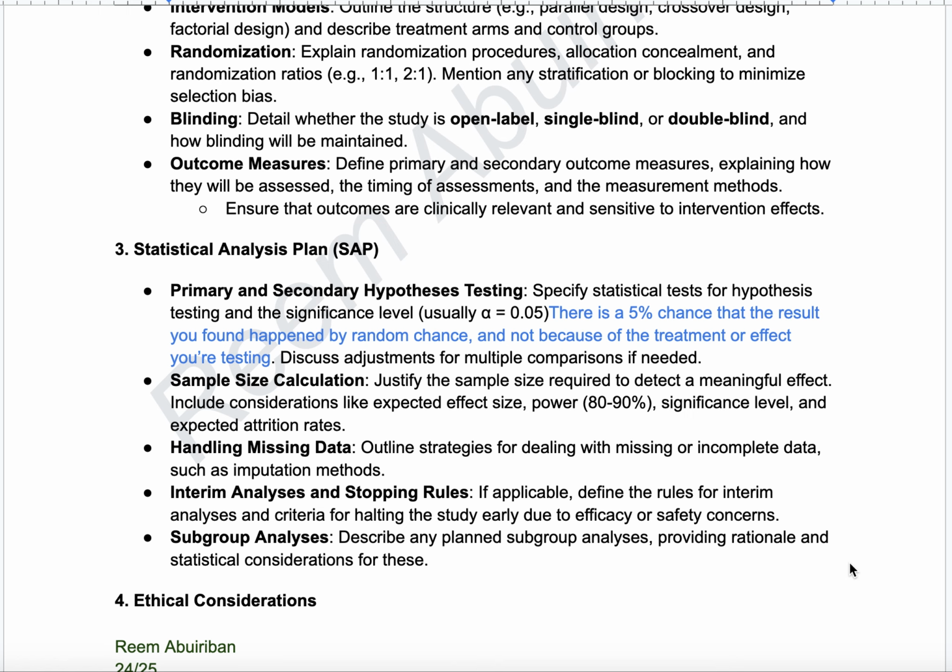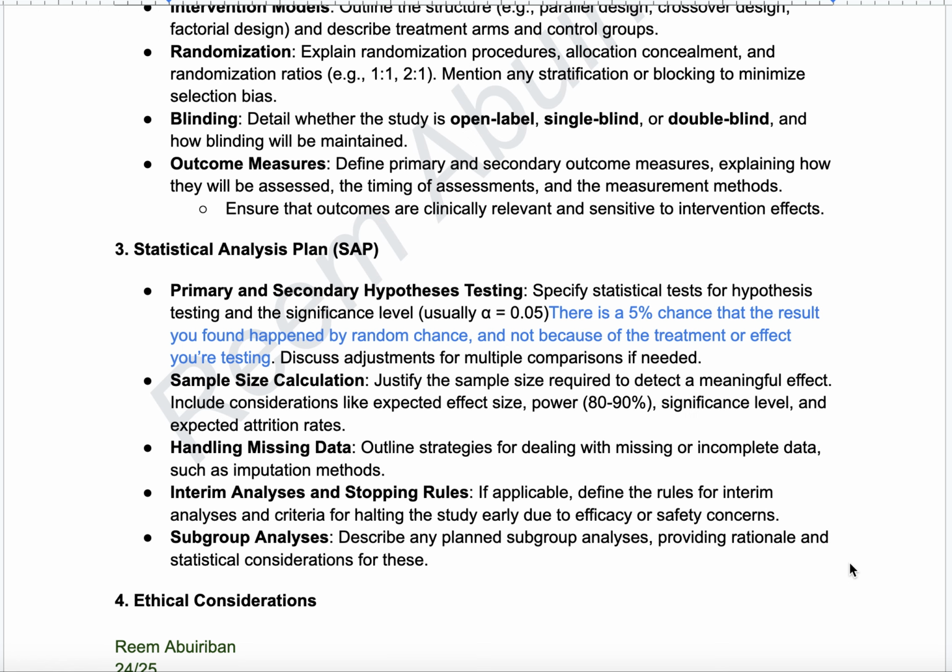Sample size calculation: justify the sample size required to detect a meaningful effect and include considerations like expected effect size, power, significance level, and expected attrition rates. Handling missing data: outline strategies for dealing with missing or incomplete data, such as imputation methods, for example.